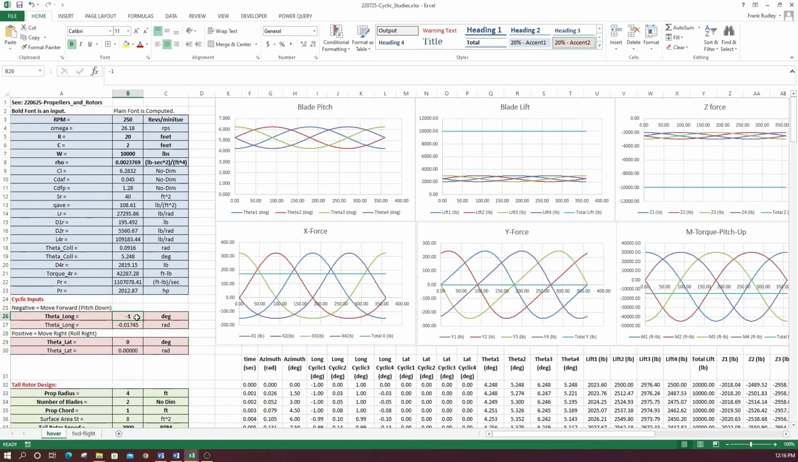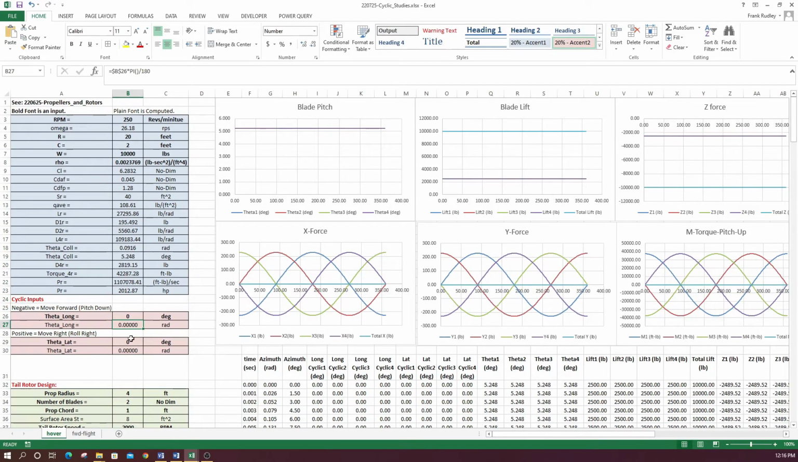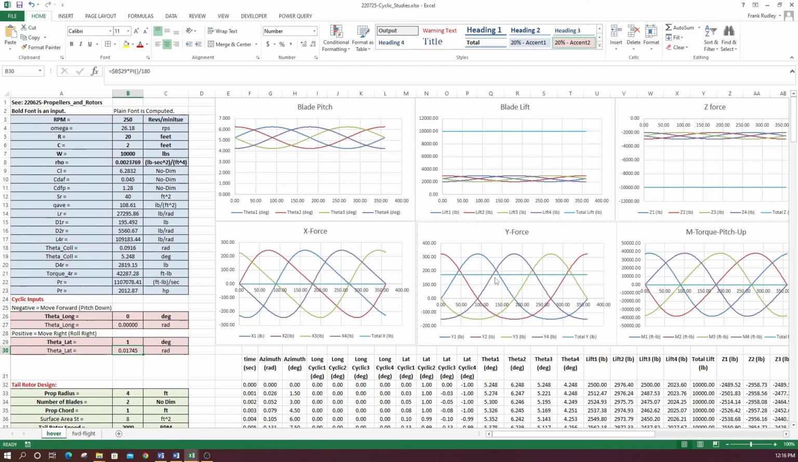Likewise, if I put this back to 0 and put in a lateral cyclic pitch, now the Y-force changes. It's actually the same. It winds up being 174 pounds again. So it acts in the same way. Longitudinal cyclic pitch and lateral cyclic pitch act in the same way.